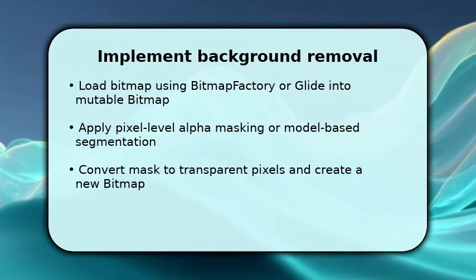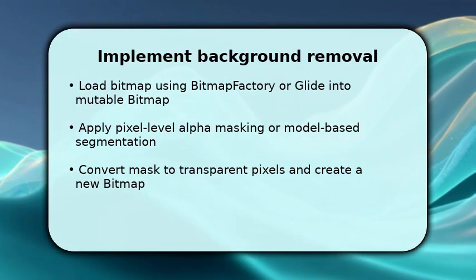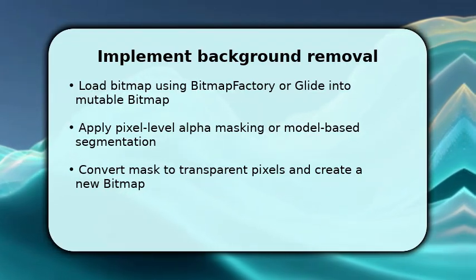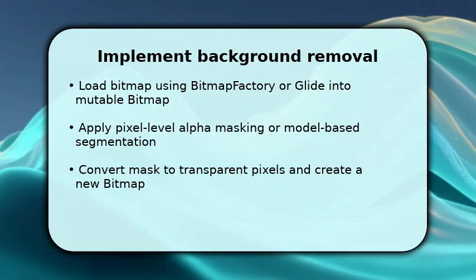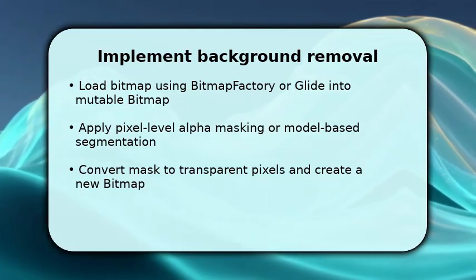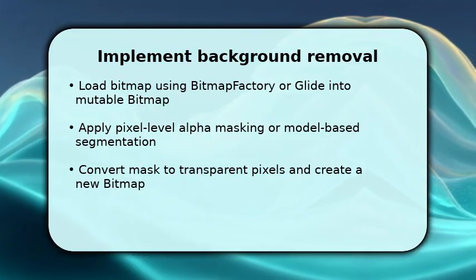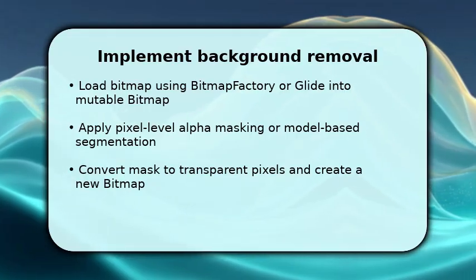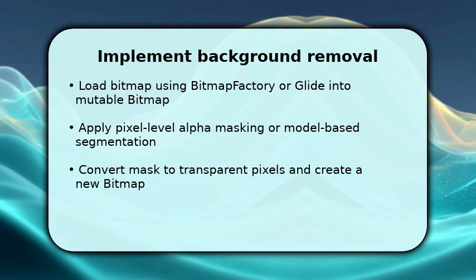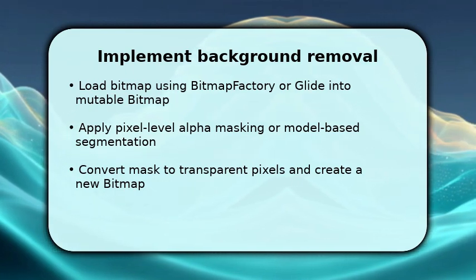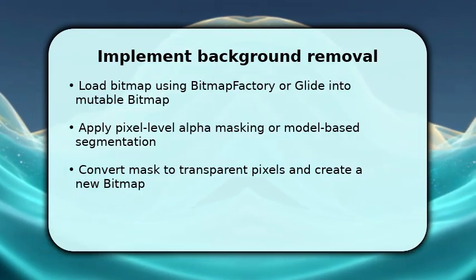Now you'll write the code that replaces background pixels with transparency. First, decode the image into a mutable bitmap using BitmapFactory or load it with Glide into a BitmapDrawable. If using segmentation, run the ML model to obtain a mask array, otherwise implement color keying or edge detection to build an alpha mask. Then iterate pixels, where the mask indicates background, set the pixel to Color.TRANSPARENT, otherwise preserve the original color. Finally, create a new bitmap with config ARGB_8888 and copy masked pixels so the ImageView can display a transparent background.